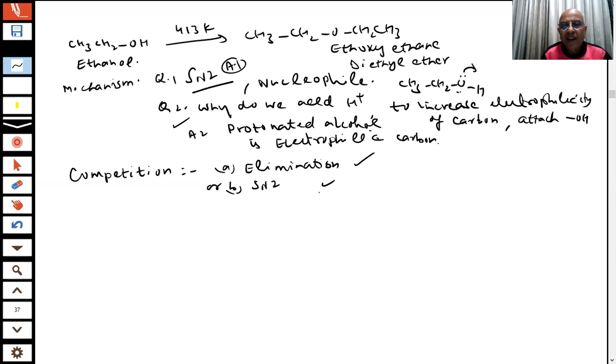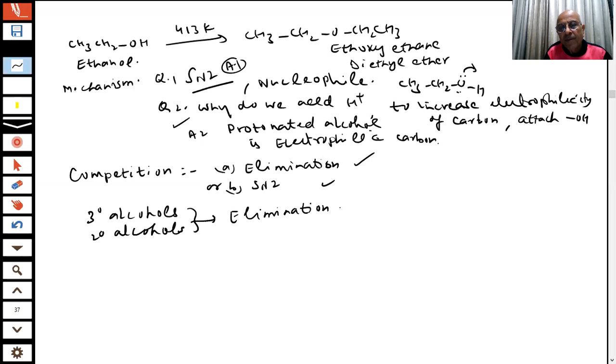Students, if I use 3-degree alcohols or 2-degree alcohols, then they are more likely to undergo elimination. Important point. They will go elimination more readily, because the reaction proceeds through SN1 mechanism, which involves the formation of a carbocation. Which carbocation is more stable? 3-degree is more stable than 2-degree, more stable than 1-degree. So this is a point to be noted.